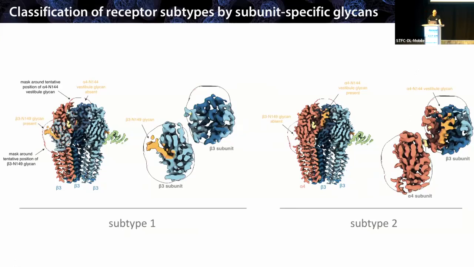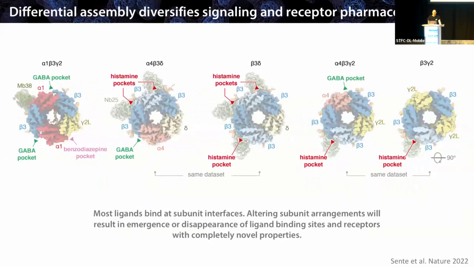Now, why is this interesting? As I mentioned in the first slide, most ligands will bind at the interfaces between subunits. And so if you imagine you're shuffling the subunits in the pentamer, or you're even changing the stoichiometry, you'll be creating or eliminating ligand binding pockets.